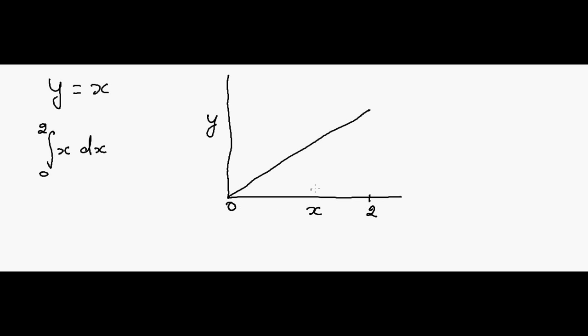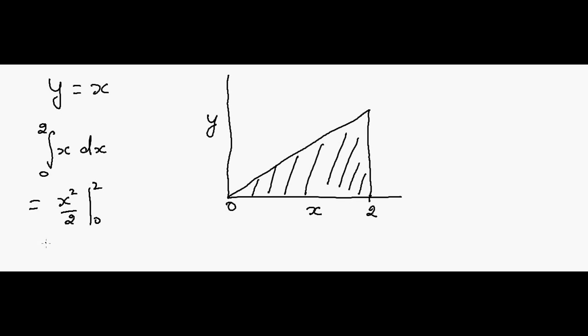In that case, what I'm asking is that I want to calculate the area under the curve from 0 to 2. So I want to calculate the area in this region. If I do the integration here, it will look something like x square by 2, from 0 to 2, which will be equal to 4 square, oh sorry, it should be 2 square divided by 2, and that will be equal to 2.